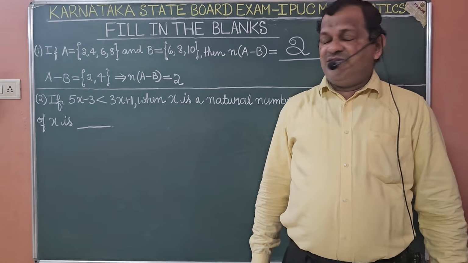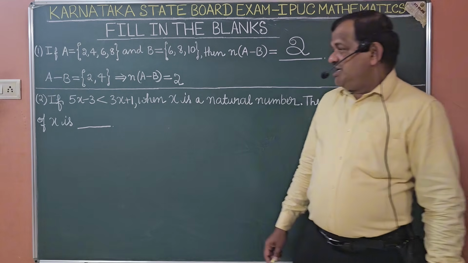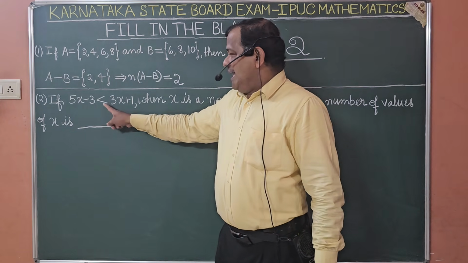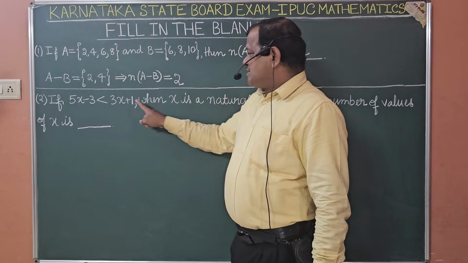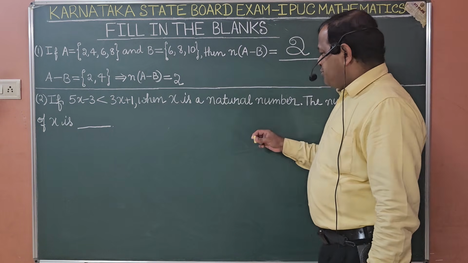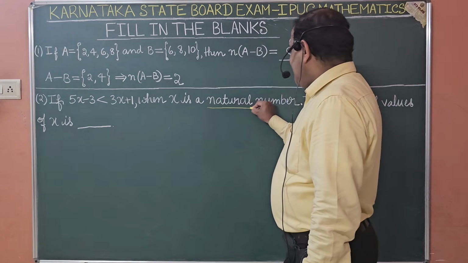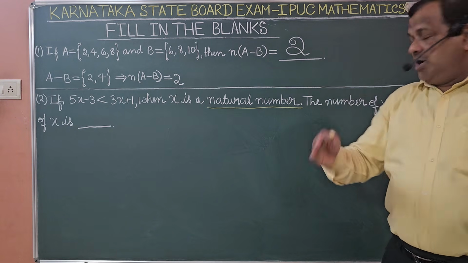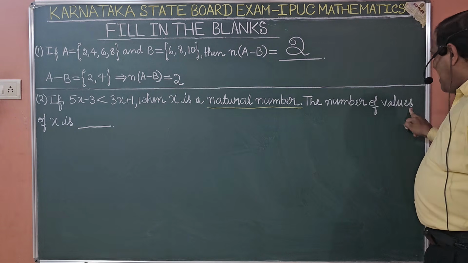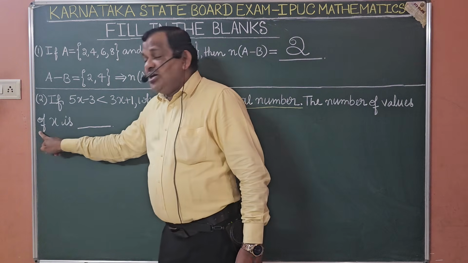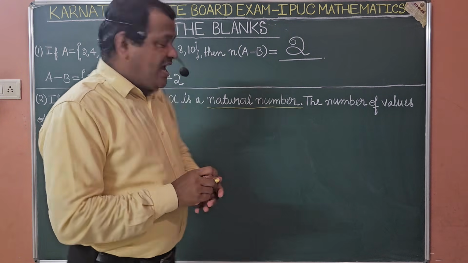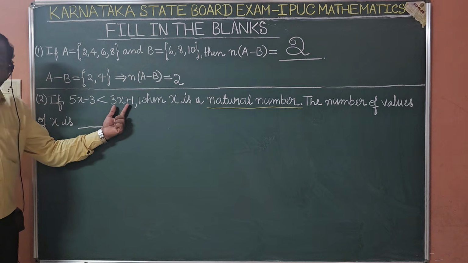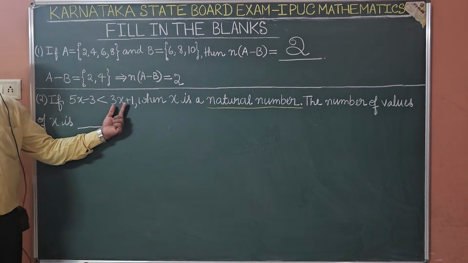Here is the second fill in the blank from linear inequalities chapter. If 5x minus 3 less than 3x plus 1 when x is a natural number. See, this I will underline: x is a natural number. The number of values of x, that is, how many natural numbers would satisfy this inequality, I should find.